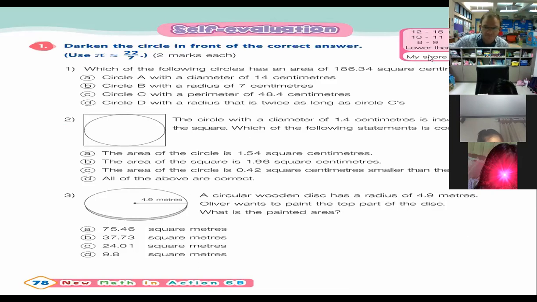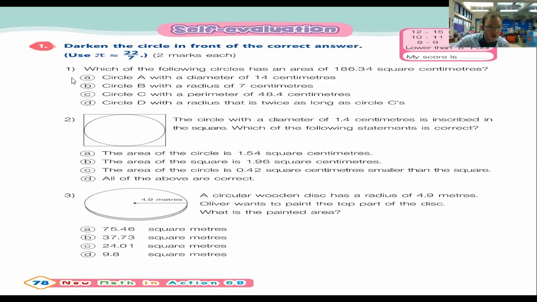So number one, which of the following circles has an area of 186.34 square centimeters? A, a circle with a diameter of 14 centimeters. B, a circle with a radius of 7. C, a circle with a perimeter of 48.4 centimeters. D, a circle with a radius that is twice as long as circle C's.